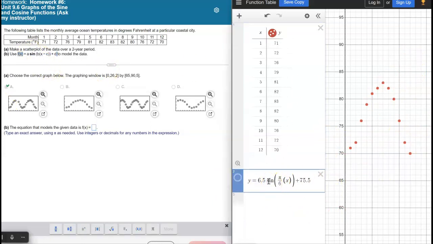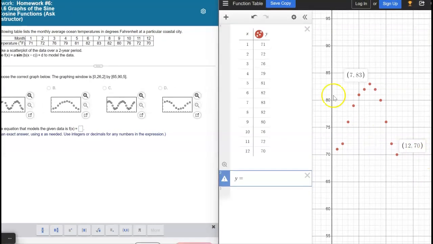I'm going to find the amplitude. So let me just go ahead and take all this out. I'm going to find the amplitude first. Looks like the highest y value we have is 83, and the lowest y value that we have is 70. So taking 83 minus 70 is 13. Splitting that in half gives me 6.5.